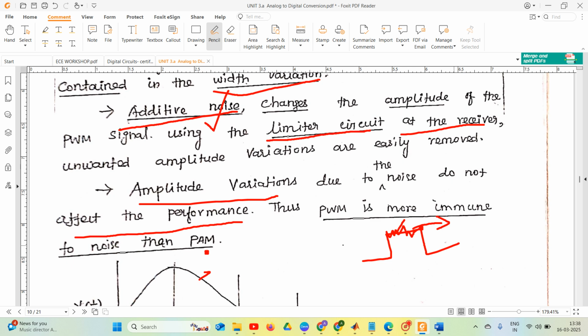But in the PWM modulation technique, even with noise, the amplitude varies, but it does not vary the pulse width, even if the amplitude is affected by noise. This is because it is more immune to noise. The PWM signal is more immune to noise when compared to the PAM modulation technique or PAM signal.